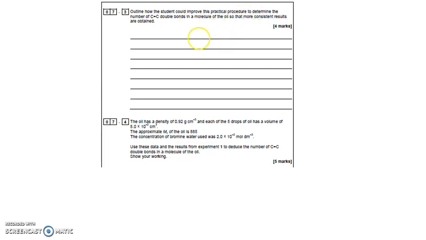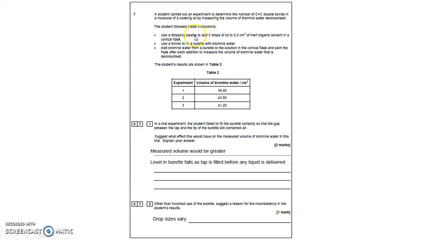Outline how the student could improve the practical procedures to determine the number of carbon-to-carbon double bonds in a molecule of oil so that more consistent results are obtained. Okay, as well as using a drop-in pipette, well, I wouldn't use a drop-in pipette at all, you've got a problem. Because in this flask, you've got 5 drops of an oil and 5 centimetres cubed of an organic solvent. 5 centimetres cubed and 5 drops is a very, very small amount. It's going to be very difficult to measure or see the change in colour in that very small amount. And it's too small an amount to use.